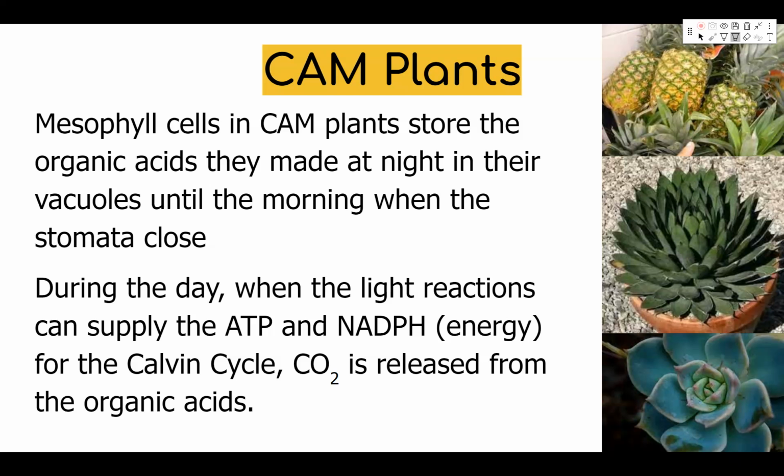So we stored up all the carbon we need at night, and then during the day, our Calvin cycle now has the energy from the light reactions to use up all of the carbon that it fixed at night. So it uses the nighttime to prepare for all of the photosynthesis that happens during the day.